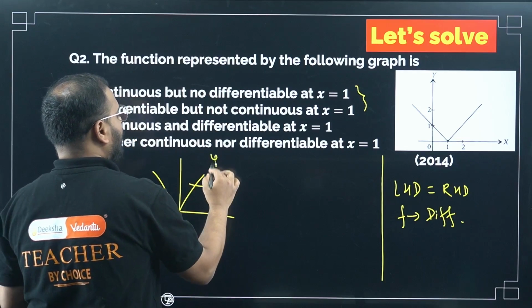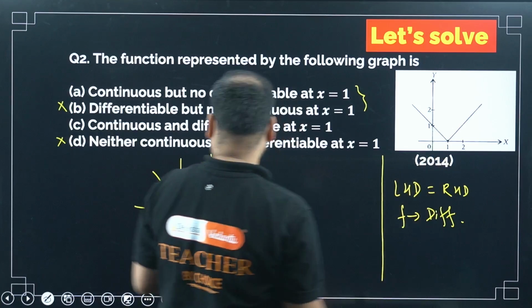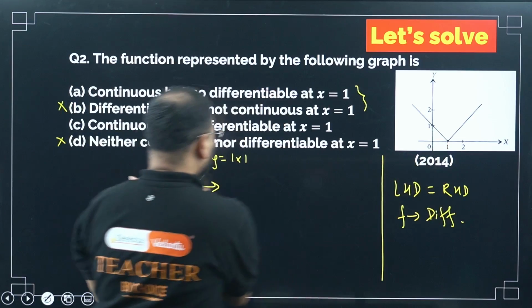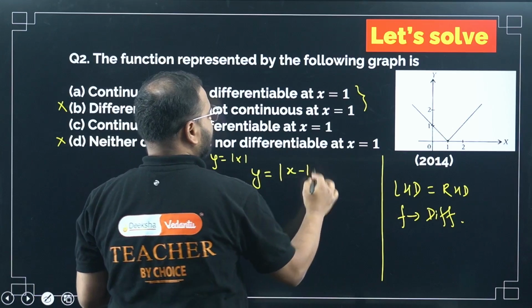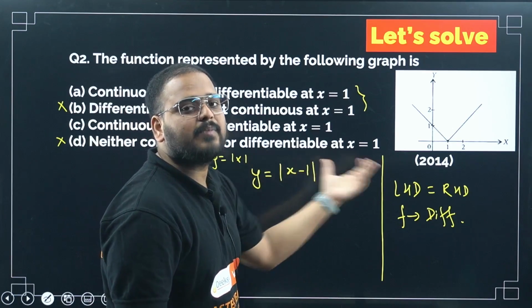What is this function? y equals mod x moves toward the right. How much? 1 unit. It was actually placed over here at the origin. Now it is placed over here at 1. So it moves towards the right. What happens in the transformation? y equal to mod of x minus 1. Correct. Now, if I am moving a graph towards the right, the transformation is x minus a unit.